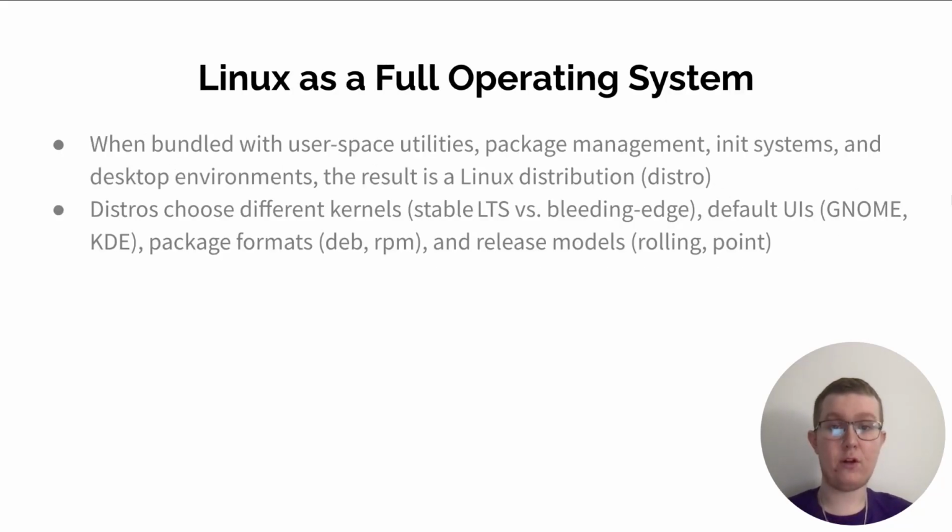So Linux is a full OS when bundled with user space utilities, package management, initialization systems, and types of desktop environments. You get a distro, which just stands for a Linux distribution. These are able to choose different kernels, package formats, release models, and default user interfaces like GNOME and KDE, and rolling or point release models. Debian, RPM, there are a bunch of different families of package formats that are really popular. Like I said, I'm going to be getting into that in a second.